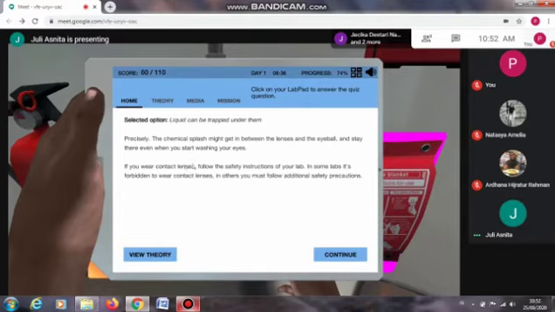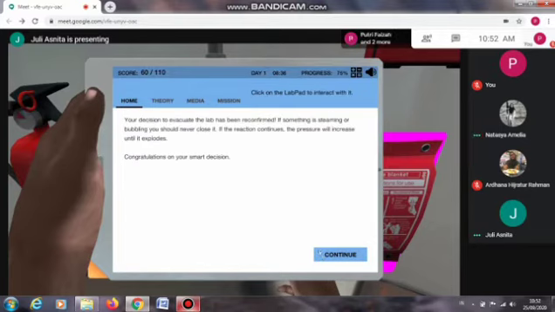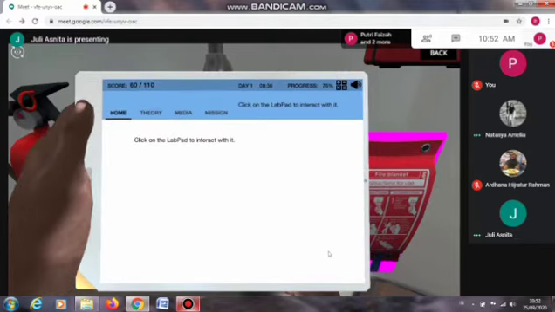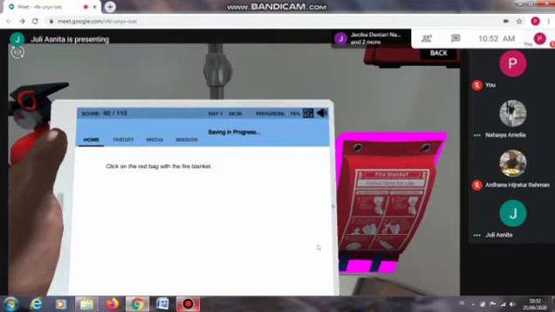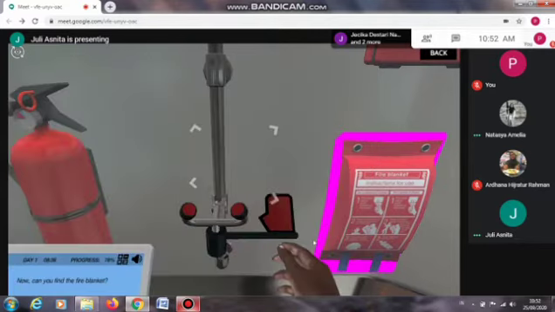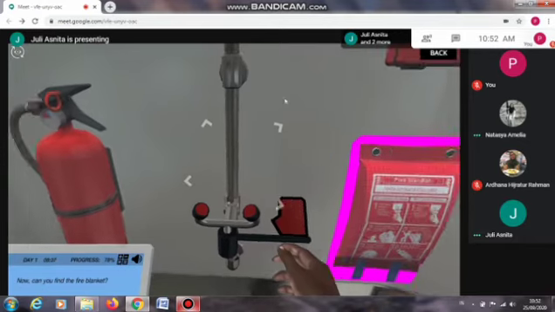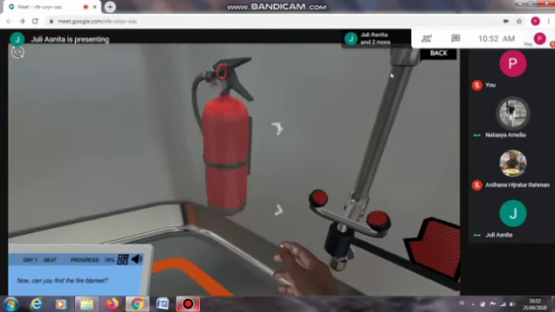Precisely. The chemical splash might get in between the lenses and the eyeball, and stay there even when you start washing. Your decision to evacuate the lab has been reconfirmed. If something is steaming or... Now, can you find the fire blanket? Fire blanket.